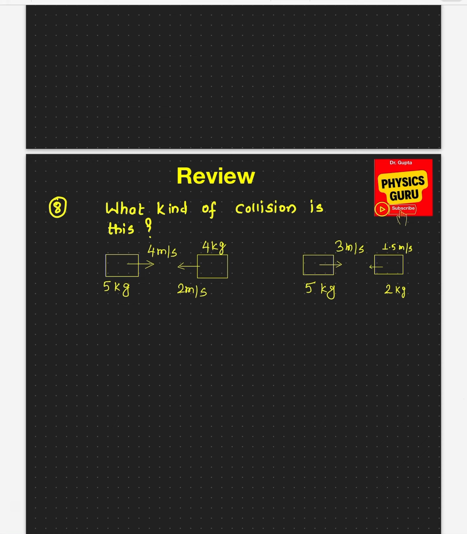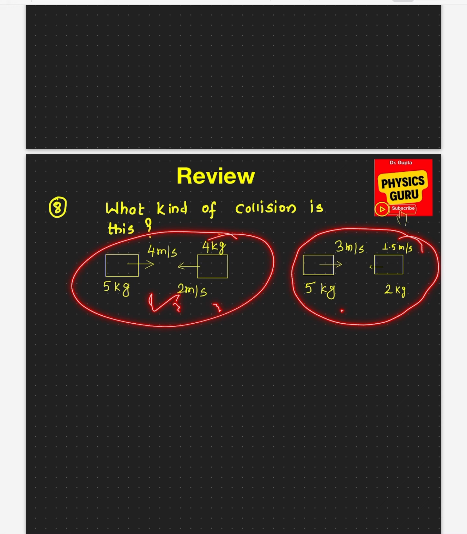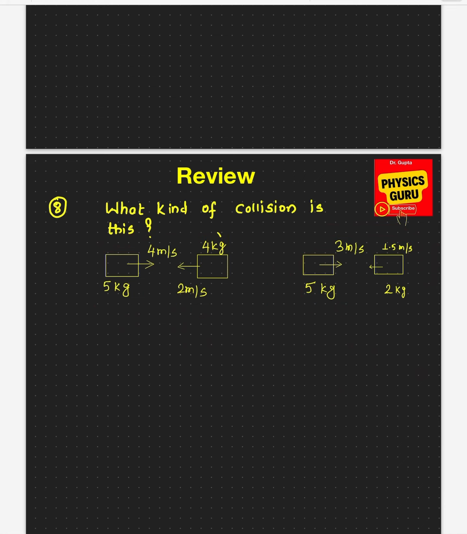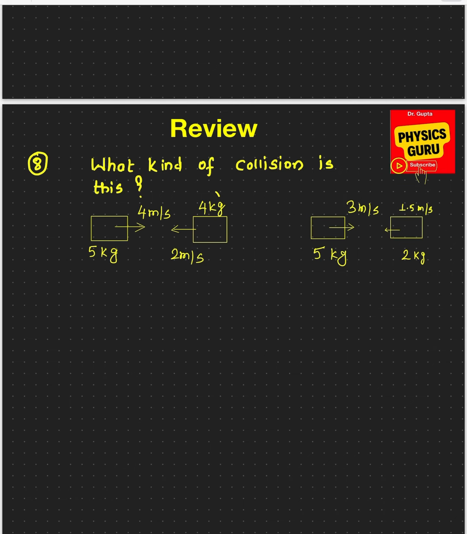What is being asked here is, what kind of collision is this one? We have two objects here. The mass and velocity of the two objects are given, and after collision, their mass and velocity are given here. This is before collision, and this is after collision. In order to find out what kind of collision this is, first let's find out whether the total momentum is conserved. So you have to find out the total momentum before and after collision.